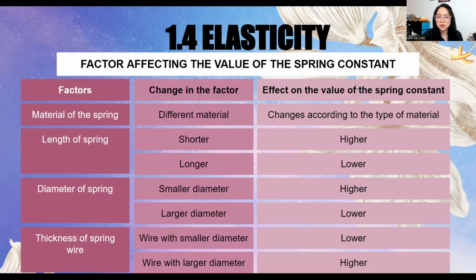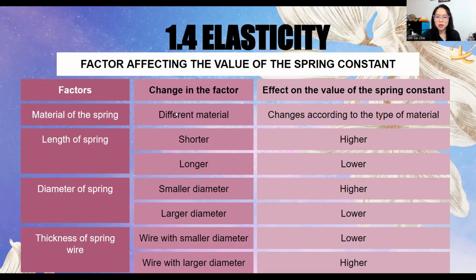Okay. All right, so there are four factors affecting the spring constant, which are the material of the spring, length of the spring, diameter of the spring, and thickness of the wire. I will be focusing more on length of spring, diameter of spring, and thickness of the spring wire because these three factors involve physical quantity. What is physical quantity? Physical quantity is the quantity that can be measured, a measurable quantity. Now, the material of the spring, normally we cannot measure it except if you tell me the density of the material used. But normally we are not going to talk about the density here.